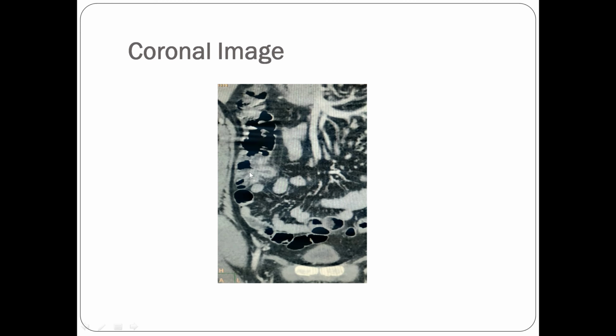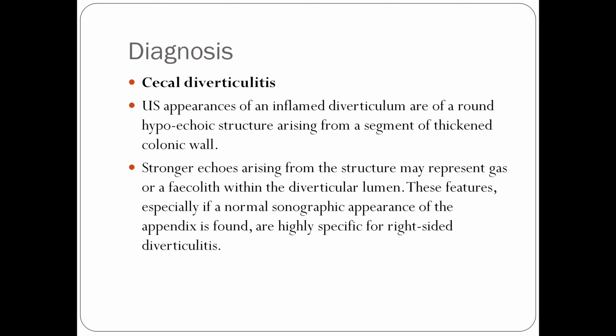We have a coronal image also. On coronal image, we can see this is ascending colon, this is the cecum, and from the cecum this outpouching is arising, which is thought to be a diverticulum, and there is associated focal wall thickening of the diverticulum with fat stranding. So based on these findings, the diagnosis of cecal diverticulitis was considered.